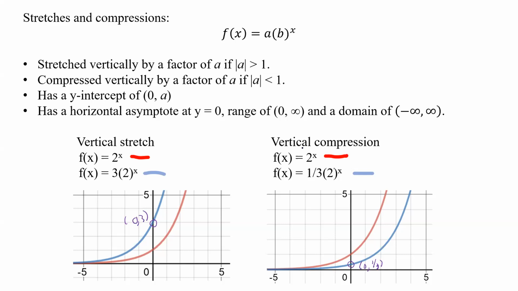Now, what does it do? Well, we know that the new intercept is 0, comma a, which is what we see here as well as here. And we still have our horizontal asymptote at y equals 0. We still have our range of 0 to infinity, and we still have our domain of negative infinity to infinity. So those don't change. All that really changes is our y-intercept and the shape of our graph. The rest of the key items, asymptote, domain, range, stay the same.